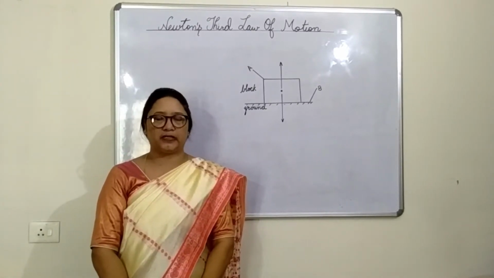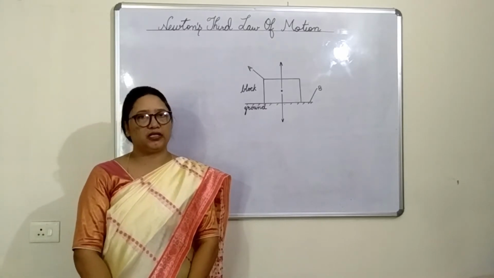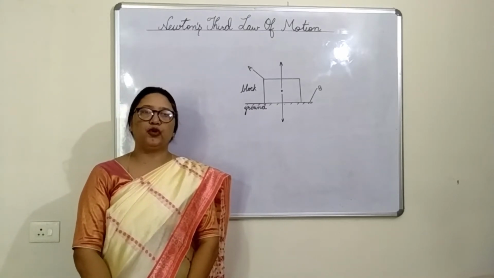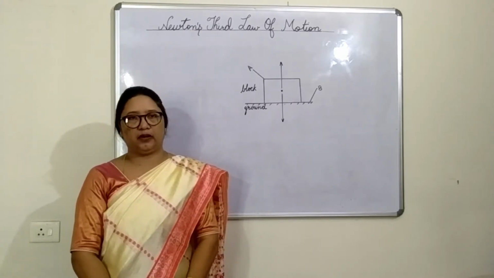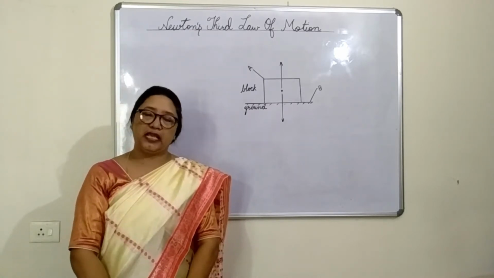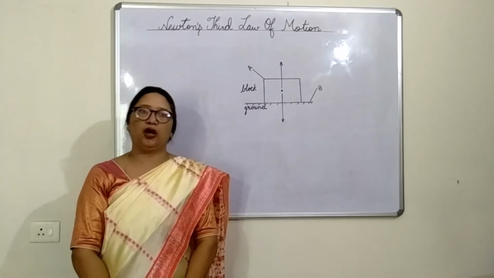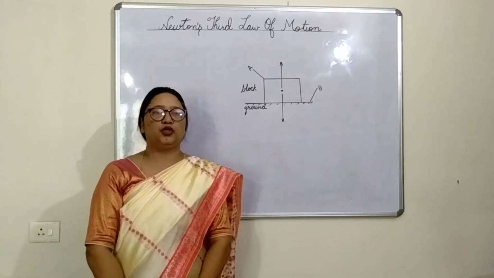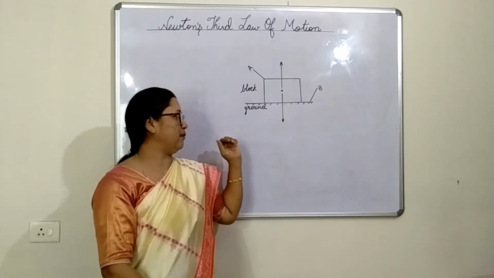between two objects. In other words, when two objects are in contact with each other, the force exerted by the first body on the second body is equal and opposite to the force exerted by the second body on the first body. To understand more deeply, we will see one example.